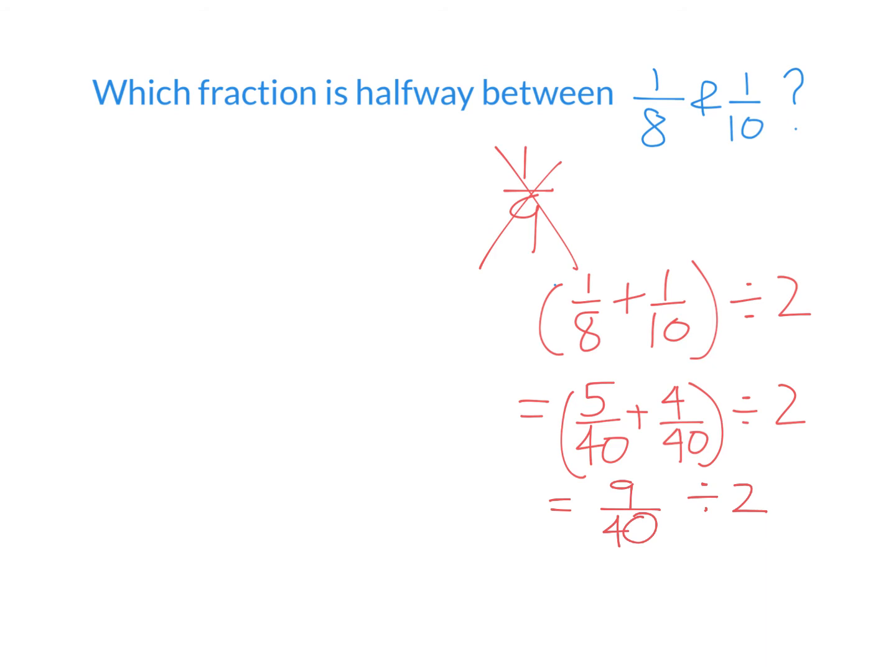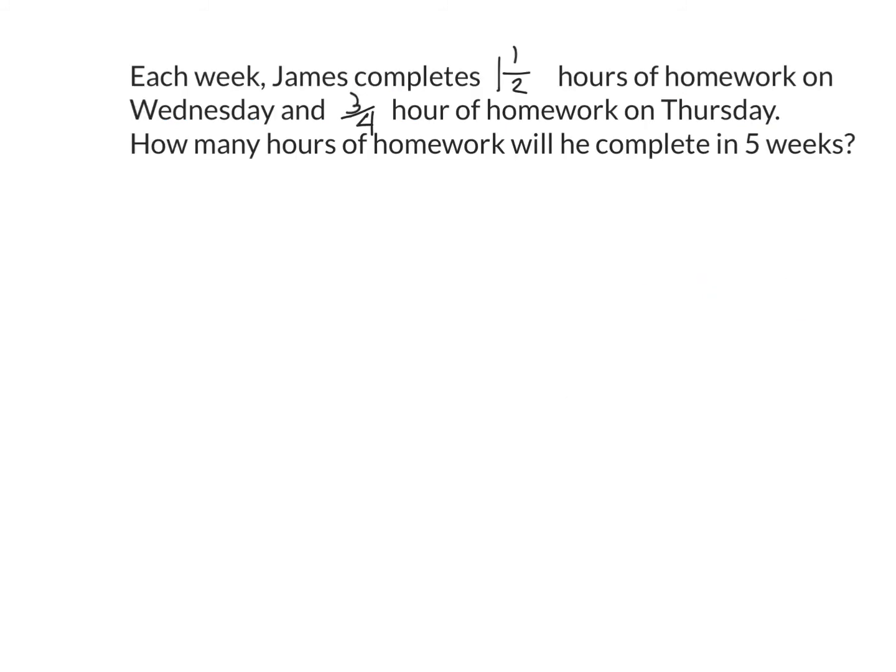And of course, dividing by 2, I can flip the second fraction and make it a times. 2 is 2/1, so when I flip it, it becomes a half. My answer is 9/80. 9/80 is halfway between 1/8 and 1/10. 1/8 is 0.125, this is 0.1, and this is 0.1125. All right, let's look at one more worded question.